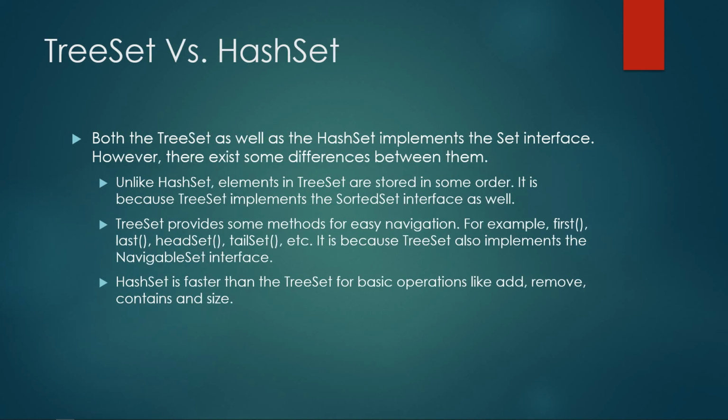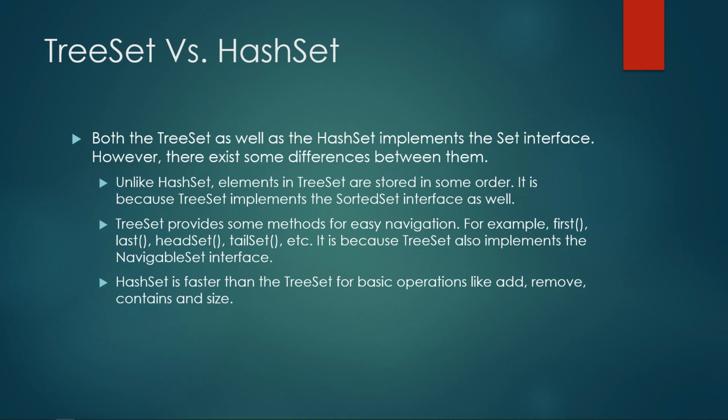Finally, tree set versus hash set. Both tree set as well as the hash set implementations implement the set interface. However, there exist some differences between them. Unlike hash set, elements in tree set are stored in some order. It is because tree set implements a sorted set interface as well. So hash set does not have any order, but tree set will have some order for the elements. Next, the tree set provides some methods for easy navigation, for example, first, last, head set, tail set, etc. It is because tree set also implements a navigable set interface.